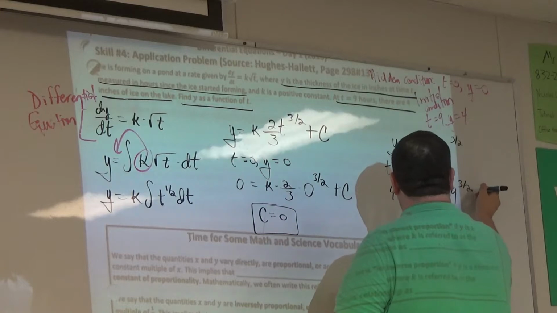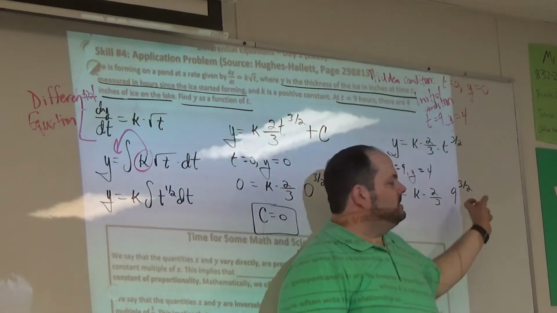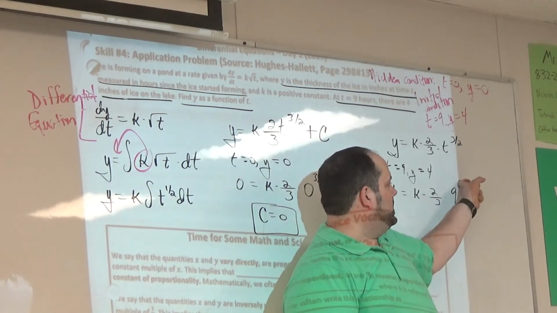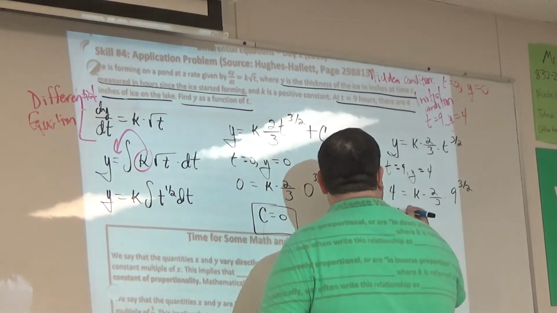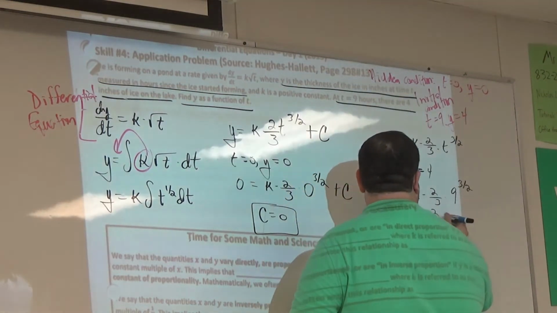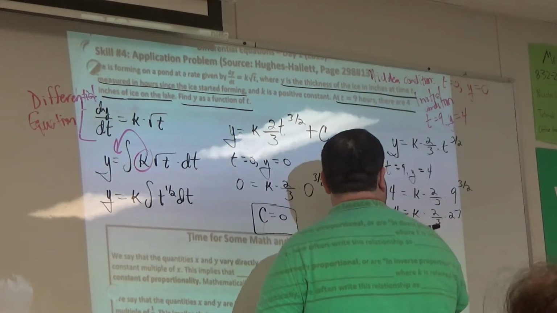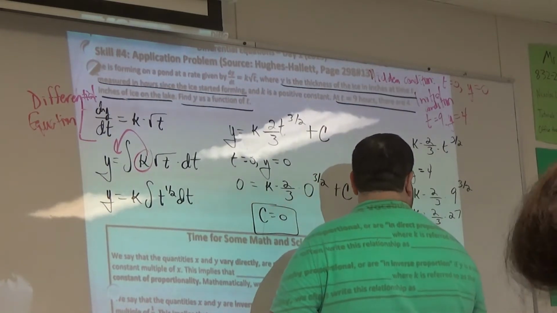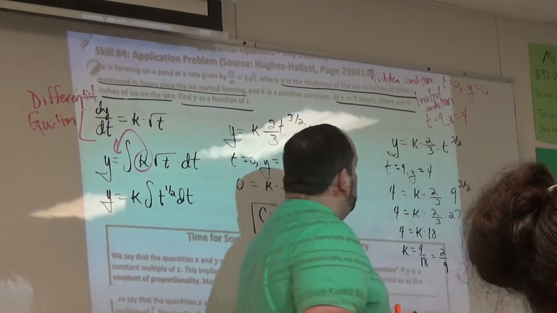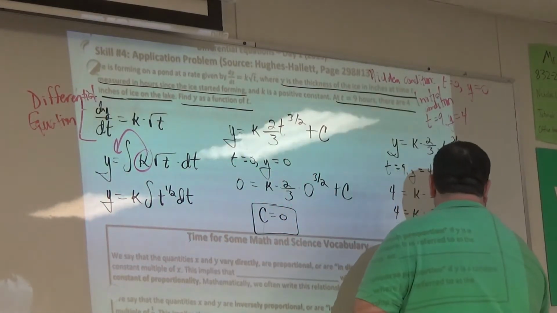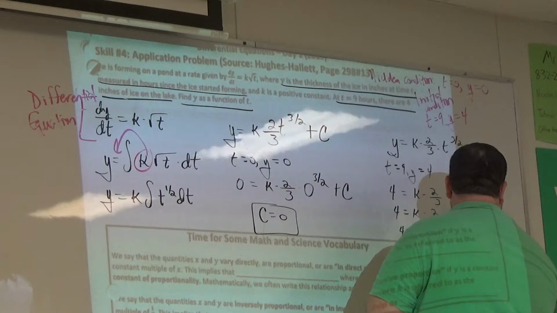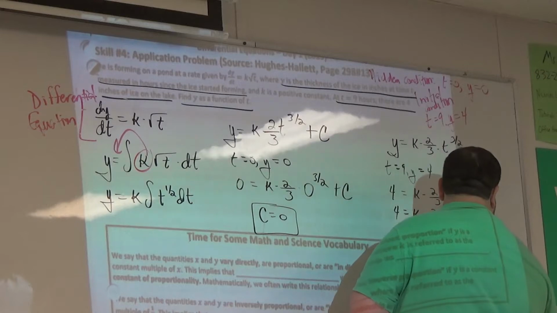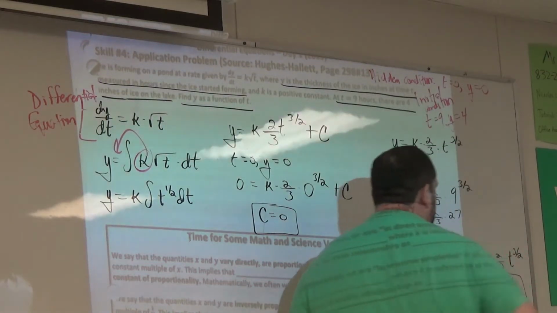Times 2/3, 9 to the 3/2 power. I divided wrong. 9 to the 3/2: square root of 9 is 3, cubed is 27. So now I need 2/3 of 27. K equals 4 over 18, since 2/3 of 27 should be 18. So k is 4 over 18, or 2/9. Final equation: y is going to be 2/3 times 2/9 t to the 3/2 power, or even better, 4 over 27 t to the 3/2.